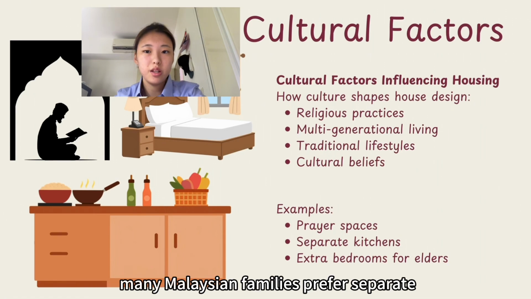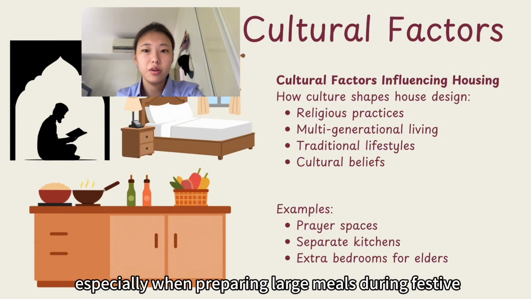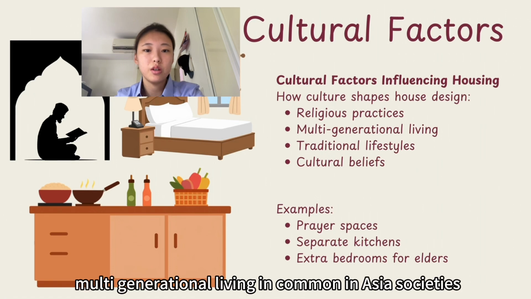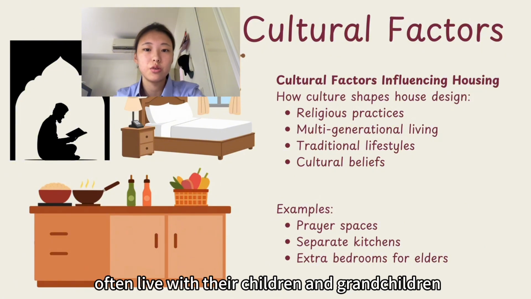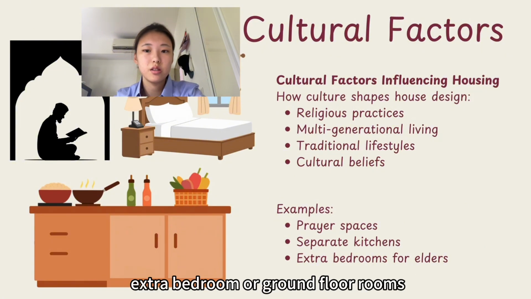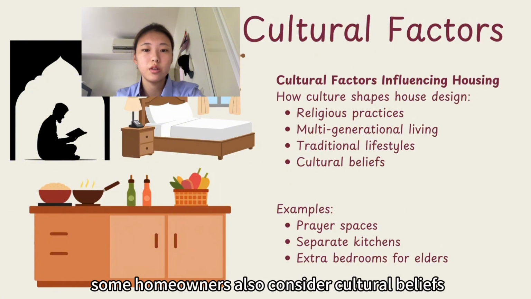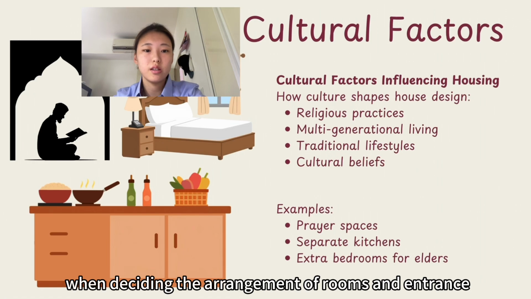Many Malaysian families prefer separate dry and wet kitchens, especially when preparing large meals during festive celebrations. In addition, multi-generational living is common in Asian societies, as grandparents often live with their children and grandchildren. Houses may include extra bedrooms or ground floor rooms for elderly family members. Some homeowners also consider cultural beliefs, such as feng shui, when deciding the arrangement of rooms and entrances.